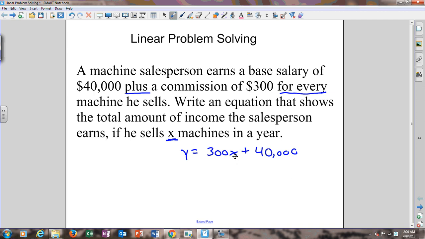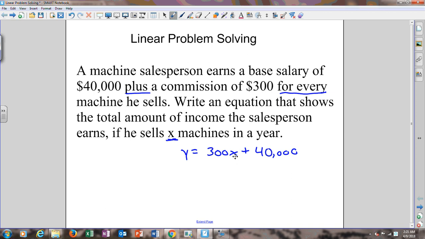Anytime you're supposed to add, it's going to be plus. It could be the sum of. Anytime you're supposed to subtract, it's going to be minus or difference. Anytime you multiply, it could be for each or for every or per. And then division is going to be quotient. So it'll be like the quotient of 40,000 and 10, or 40,000 and a variable, something like that.